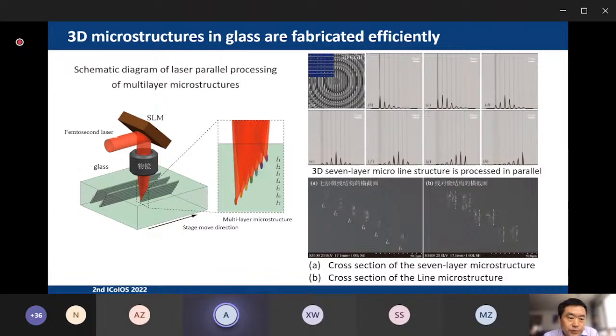And we also split the laser to 7 layers, 7 different focuses, and we processed in the glass. We can see the 7 layers, 7 different focuses can be processed in the glass. So next please.